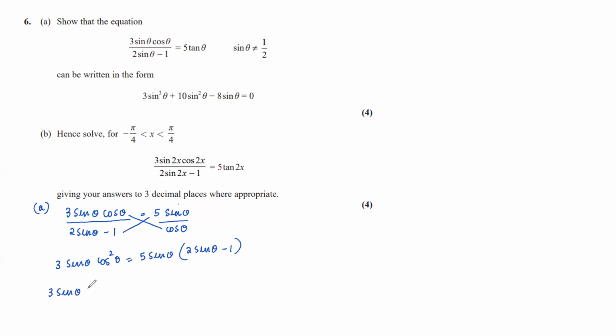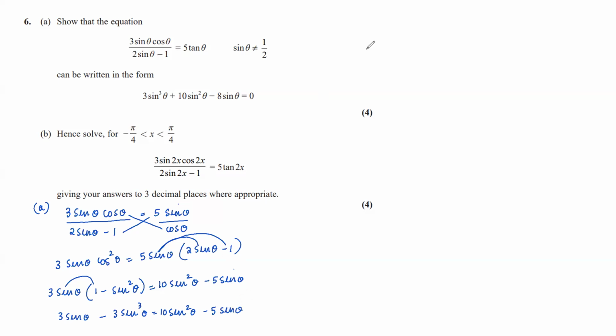So 3 sine theta into cos square theta will become 3 sine theta into 1 minus sine square theta is equal to 5 sine theta into 2 sine theta, which will be 10 sine square theta, and 5 sine theta into minus 1 will be minus 5 sine theta. Expanding the bracket on the left hand side, 3 sine theta into 1 is 3 sine theta, minus 3 sine theta into sine square theta will be 3 sine cube theta, is equal to 10 sine square theta minus 5 sine theta.